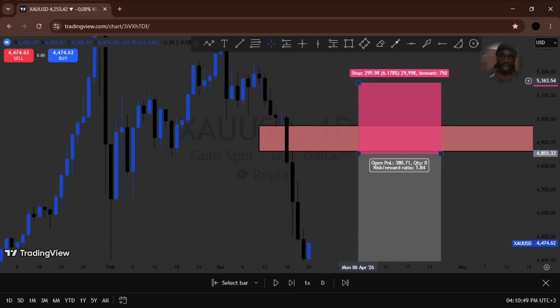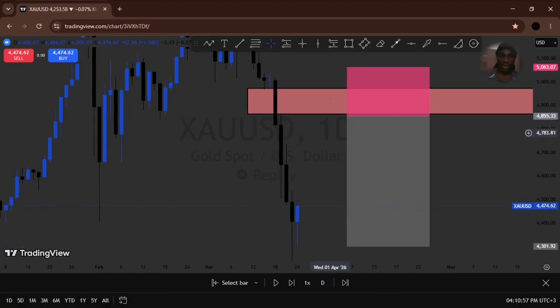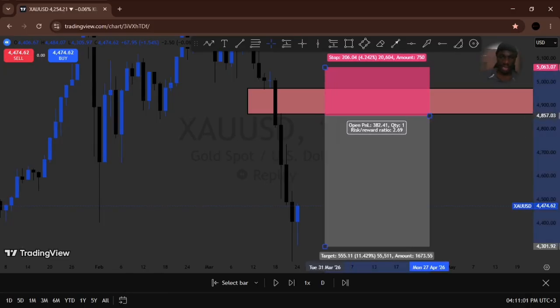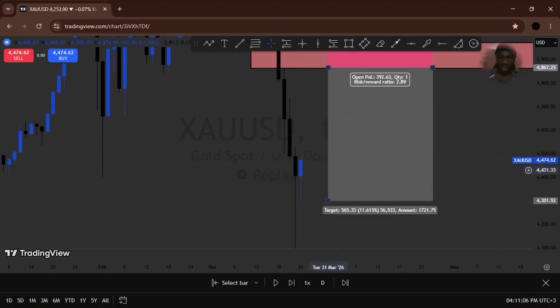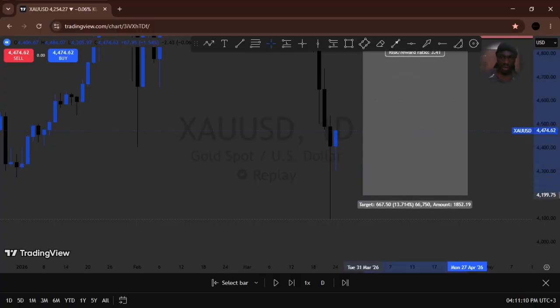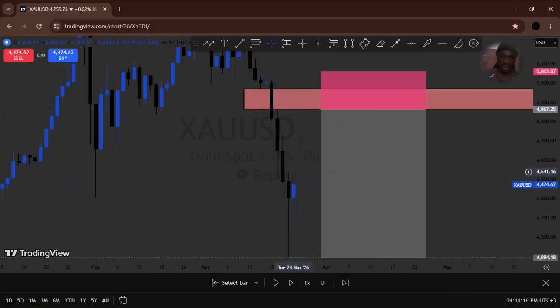So what is the stop loss? The stop loss is set above this fair value gap, above the last candle which formed the fair value gap. That's where the stop loss is set. Let's have a look at this. This is our swing. Now we shall target maybe the lowest swing, the nearest swing, or the nearest liquidity point.